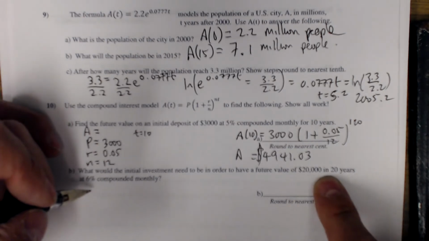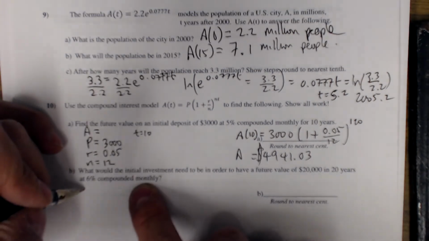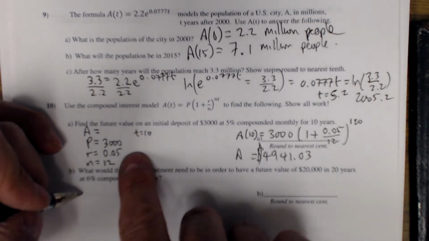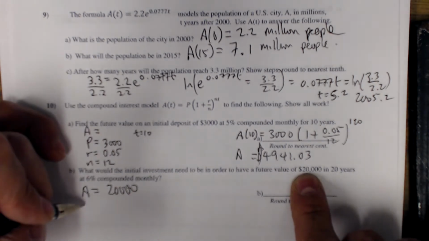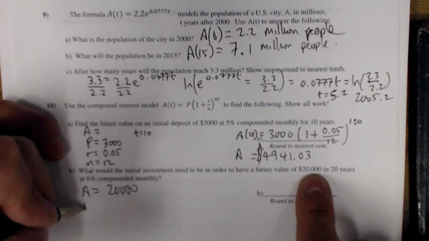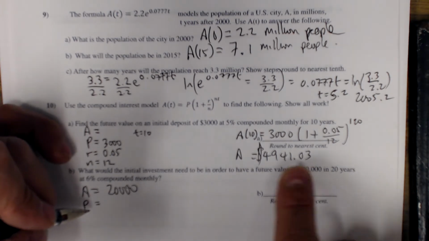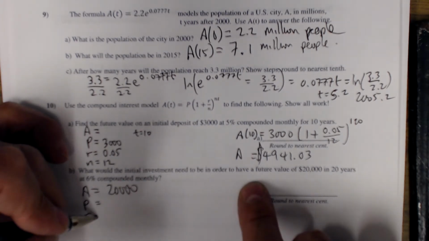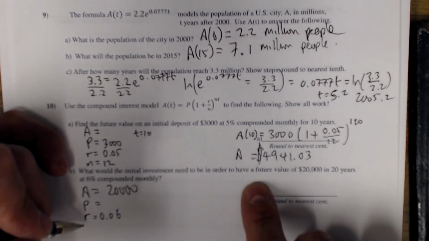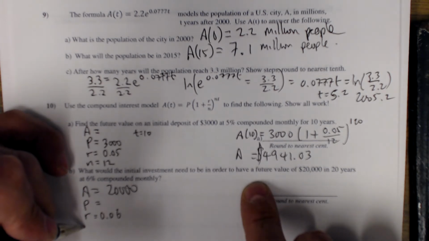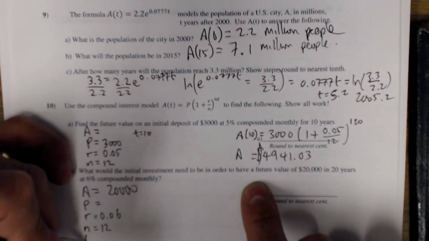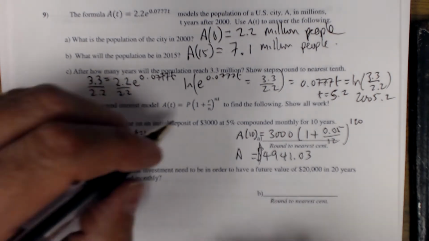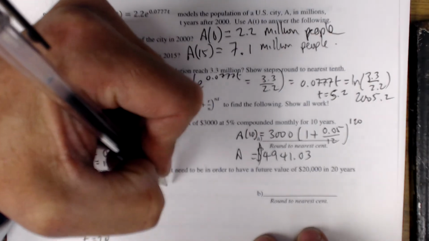All right. Now, what would the initial investment need to be in order to have a future value of 20,000 in 20 years at 6% compounded monthly? So you ready? Do the same thing. Do I know the future value? Oh, yes, I do. It's 20,000. Do I know the initial value, the principal? No. Do I know the interest rate? Yep, 6%. Do I know how many times it's compounded? Yes, 12. Do I know how many years? Yes, 20.